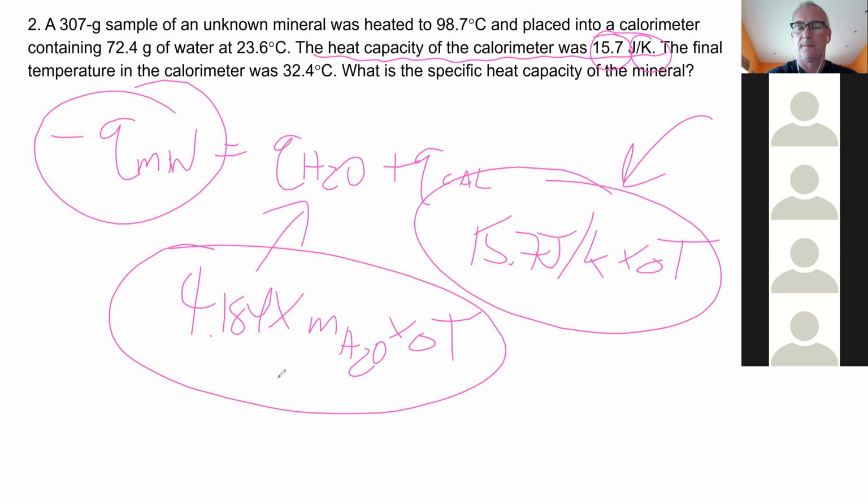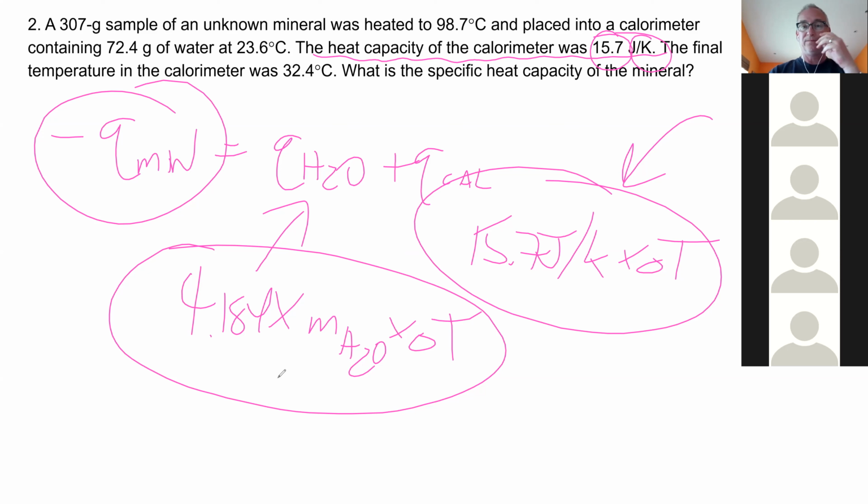So I have a question. Do we use the final temperature in the calorimeter? Yes. The final temperature is the same for everybody. It's the same for the mineral, the water, and the calorimeter.